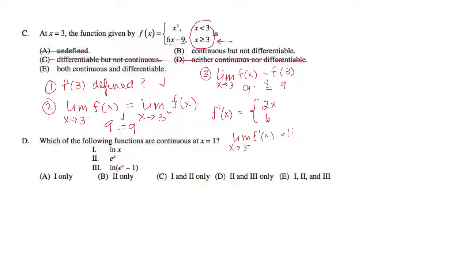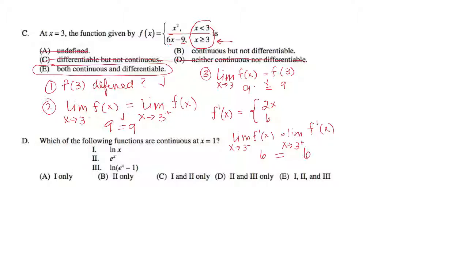So I'm going to slide my screen over. The limit as x approaches 3 from the right of our derivative. So plugging in, again, that 2x came from the left, and if we plug in 3, we're going to have 6. Does that equal the limit from the other side? And the answer is yes, it does. So this is both continuous and differentiable. So this is going to be answer choice E.